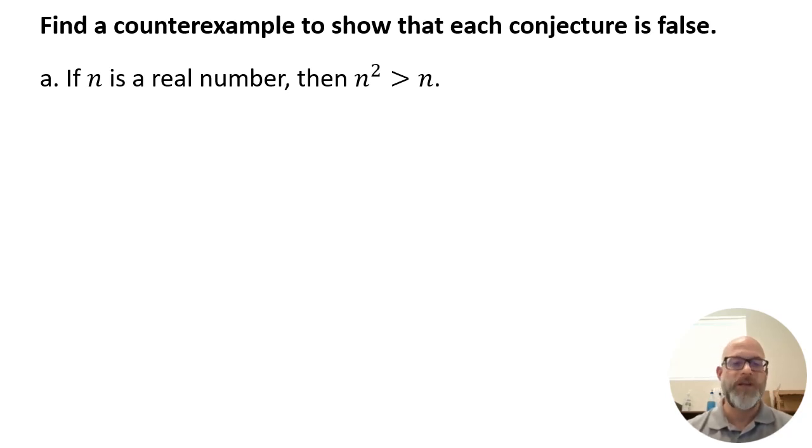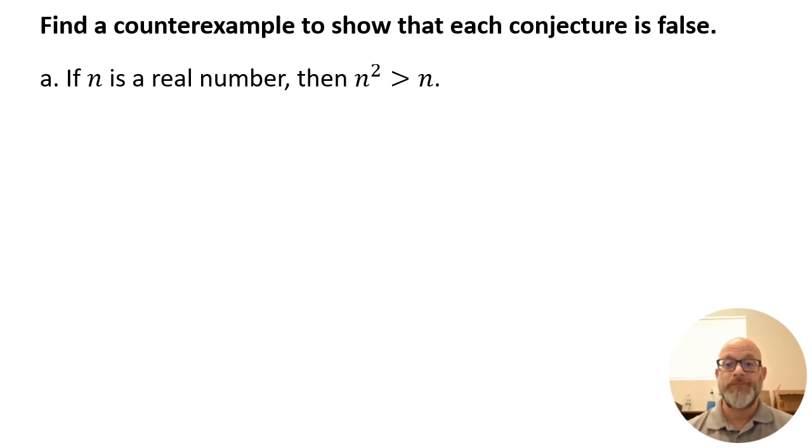If n is a real number, then n squared is greater than n. Remember, real numbers is kind of the broadest category of numbers that we're considering so far. It's all numbers that don't include imaginaries, if you've ever heard of those. Okay. Can you think of a counterexample?